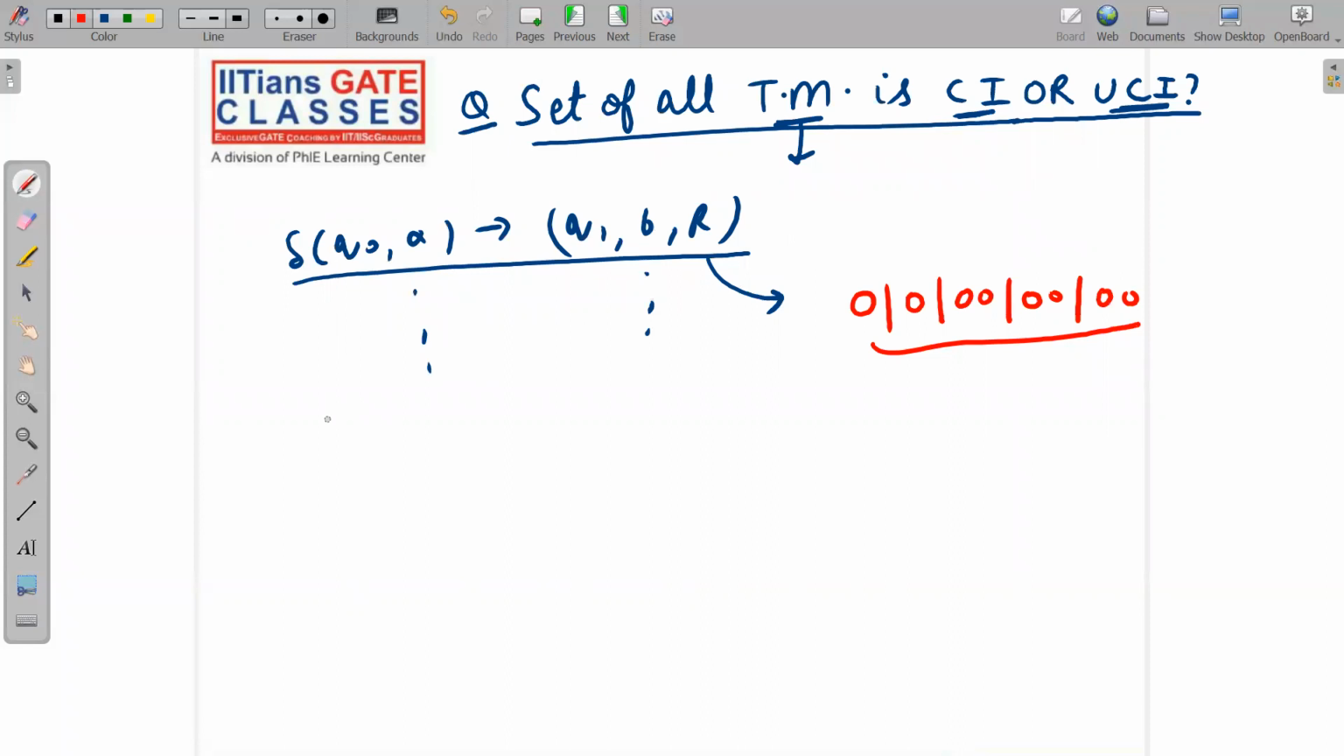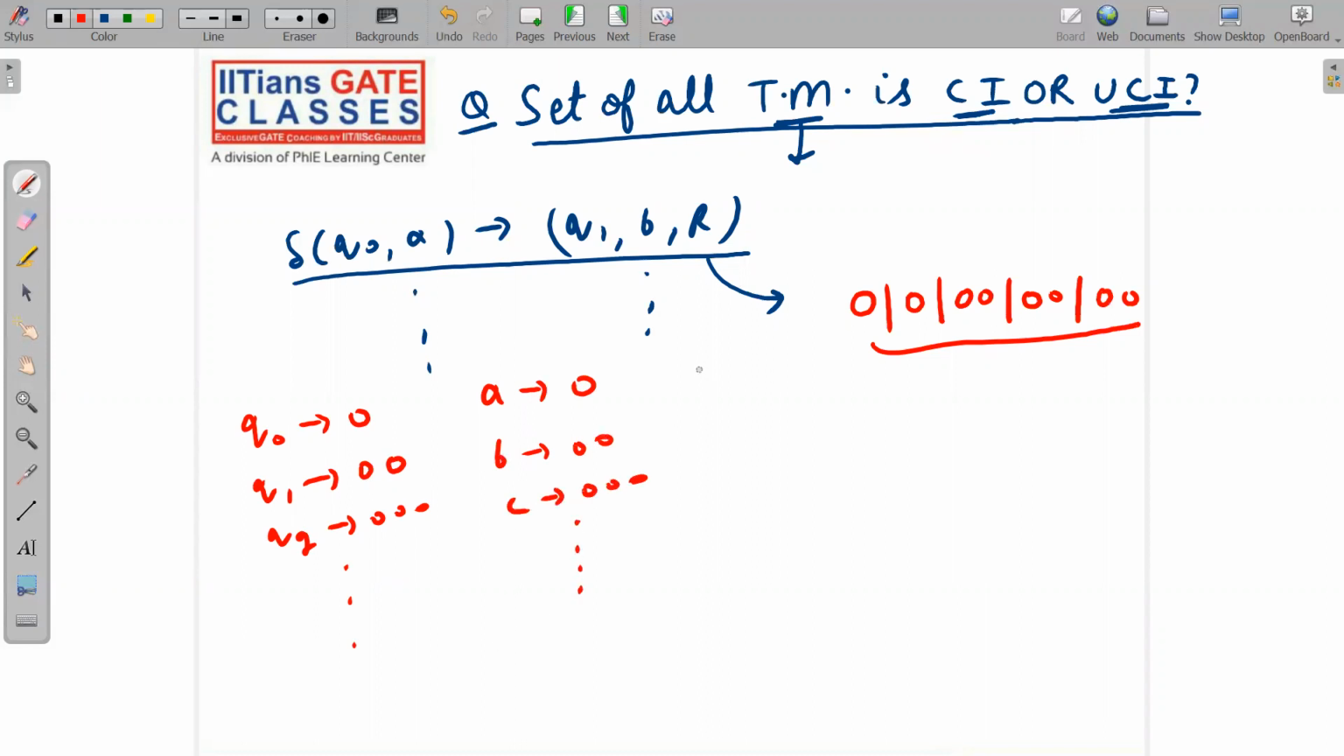If you are not able to understand, let me explain properly. We have a set of states: Q0 is 0, Q1 is double zero, Q2 will be triple zero, and so on. For the tape alphabet, A will be treated as 0, B as double zero, and if you have C, it will be triple zero, and so on. Direction left is 0, right is double zero. So we have encoding like this. Q0 is labeled with 0, then 1 will be treated as a separator, then A with single 0, and so on.